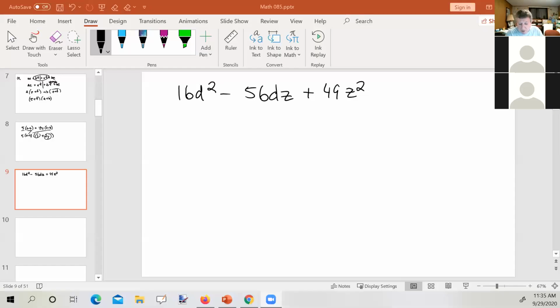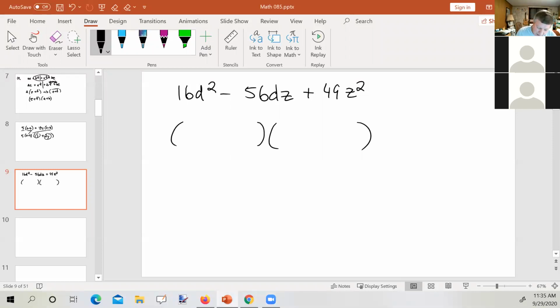Now, this is a trinomial. It's in standard form in terms of d. D squared, d, no d at all. You could rearrange it and turn it around and make it in standard form in terms of z, but if it ain't broke, don't fix it, right? There's no greatest common factor. It looks like it could be a perfect square because there's a square up front plus a square at the end. So I'm going to go with that and see what happens.